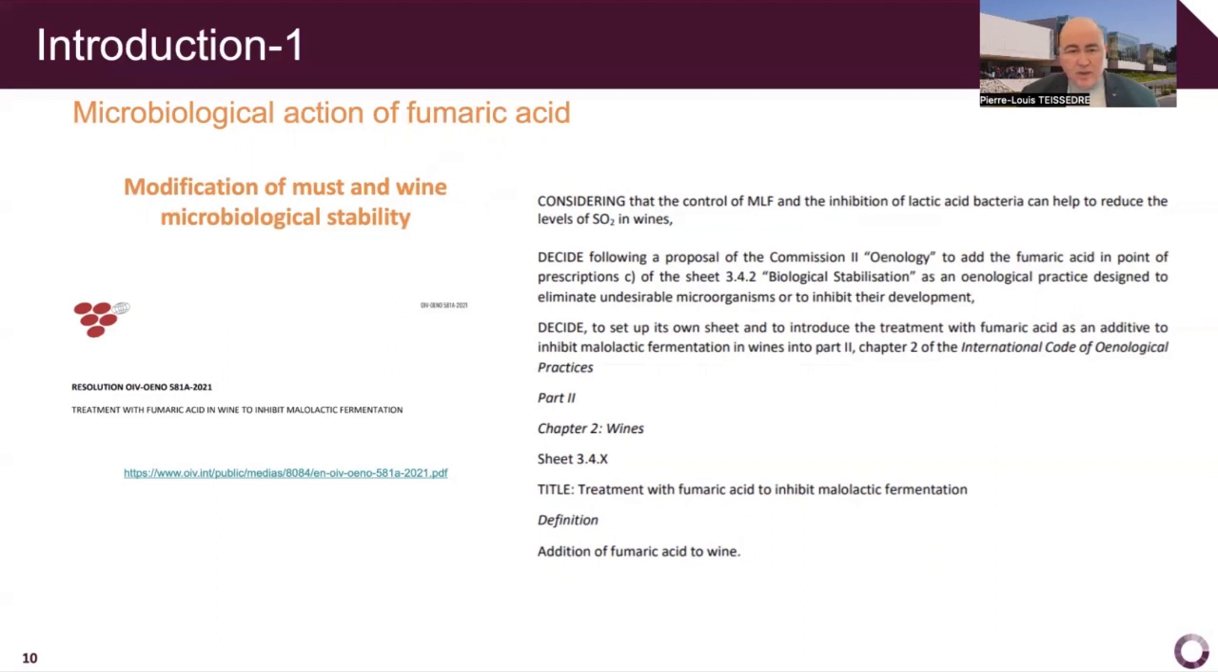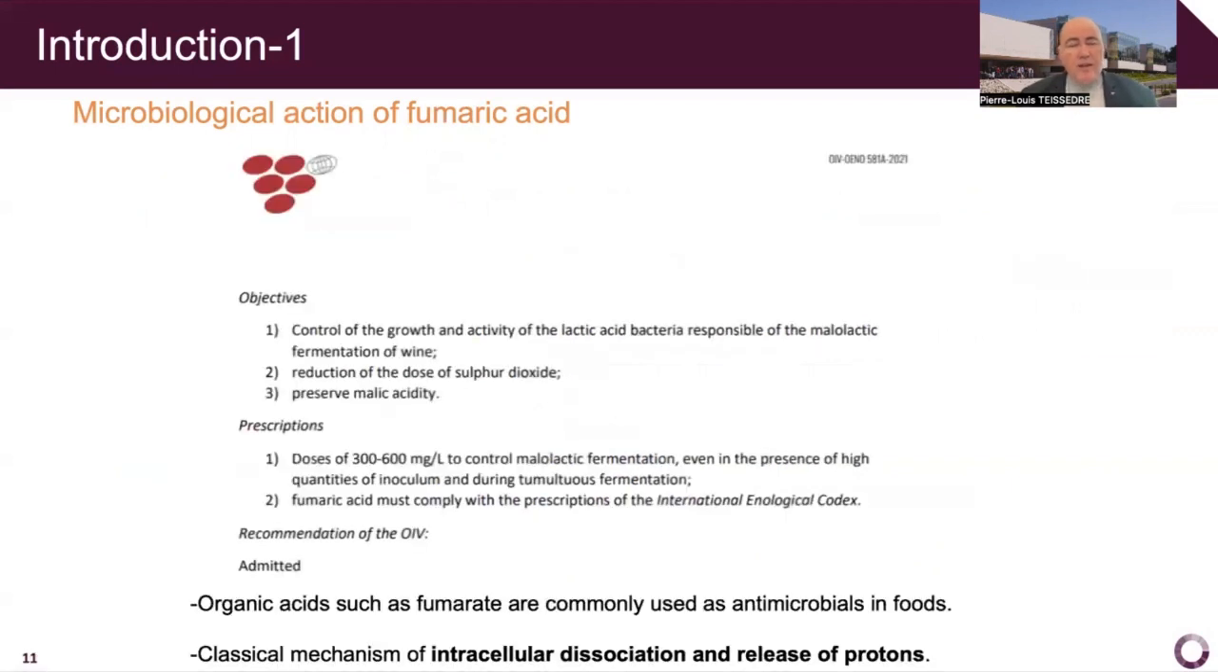fermentation. And you can see here the different elements concerning this new resolution of the OIV. In fact, the microbiological action of fumaric acid indicates that there are three objectives: first, to control the growth and activity of the lactic acid bacteria that are responsible for the malolactic fermentation of wine; then, to reduce the dose of sulfur dioxide; and three, to preserve the malic acidity.